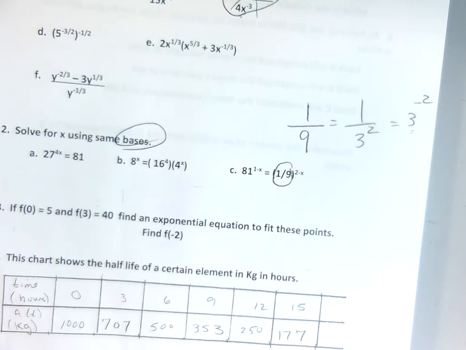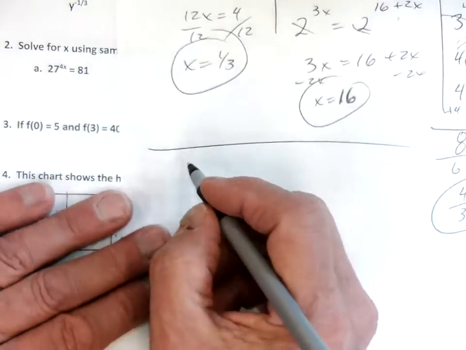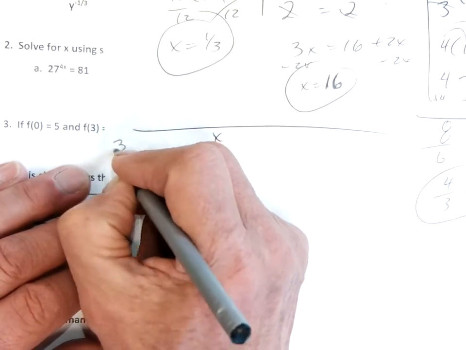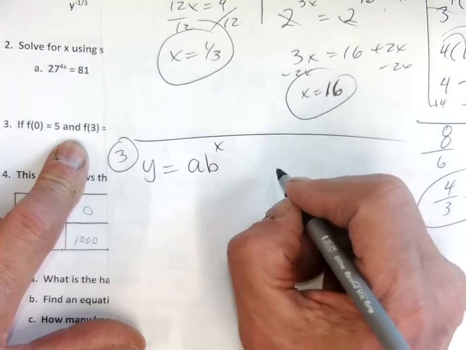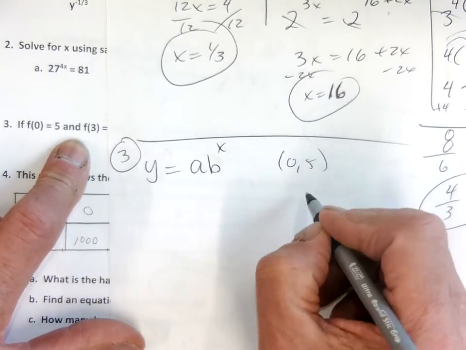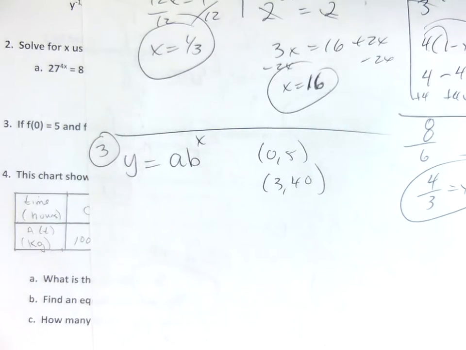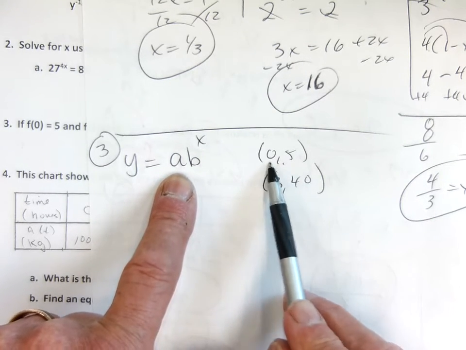Okay, 3. All right, to do 3, we have to go back to what an exponential function is. So for 3, I'm going to have y equals ab to the x. Let's just start right there with number 3. I've got a point (0, 5) and another point (3, 40). I know a is 5, but I'll prove it to you. The value of a, the beginning number, is 5. But we can do it. We plug in 0 for x and 5 for y.